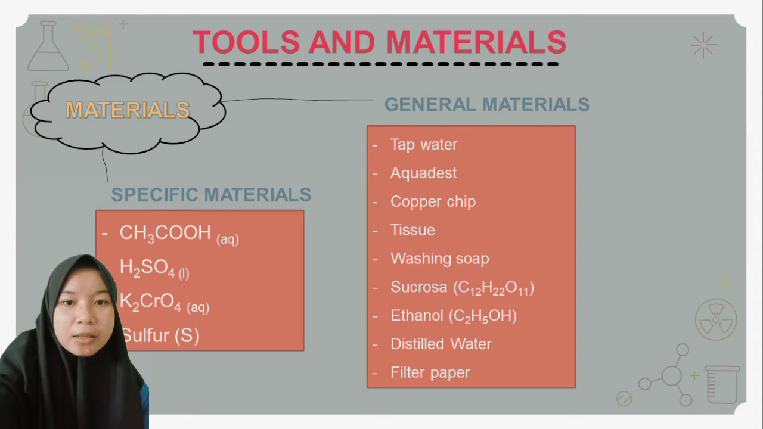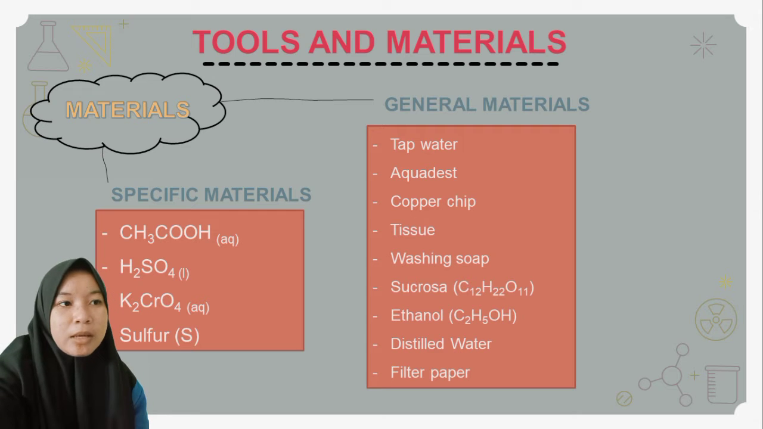Next, materials. The first, specific materials: acetic acid, sulfuric acid, potassium chromate, and sulfur. Then general materials: tap water, aqua, copper sheet, tissue, washing soap, sucrose, ethanol, distilled water, and filter paper.